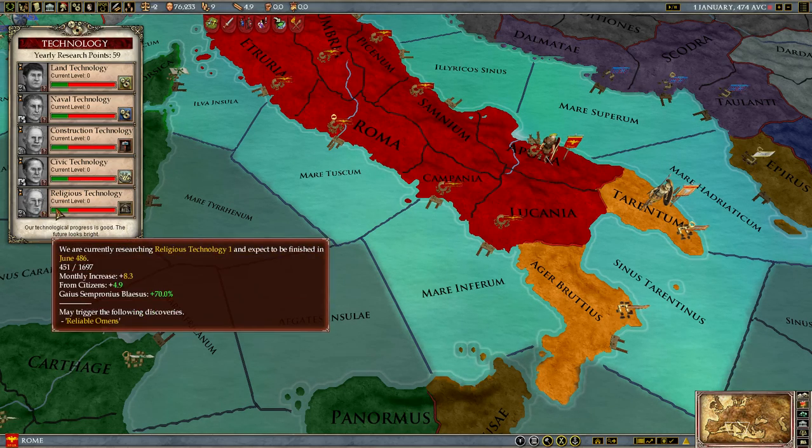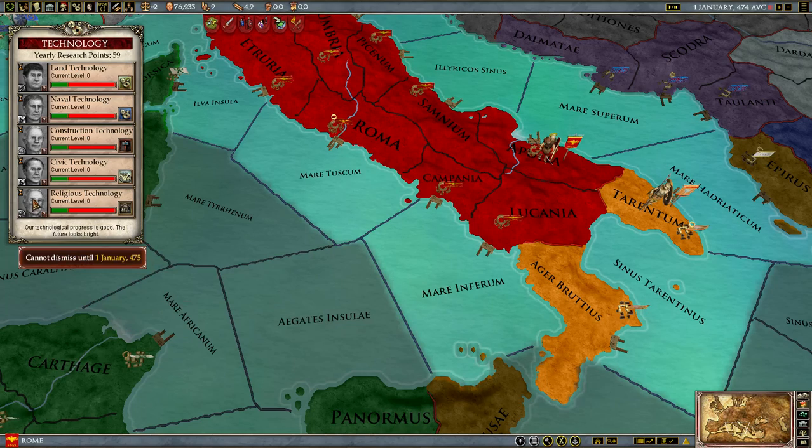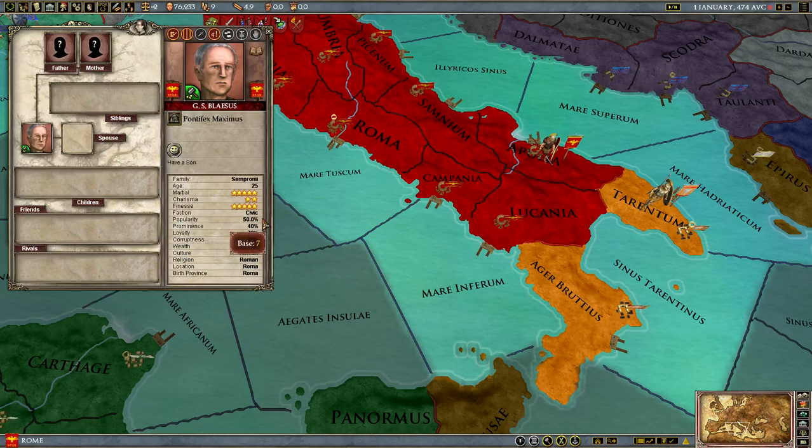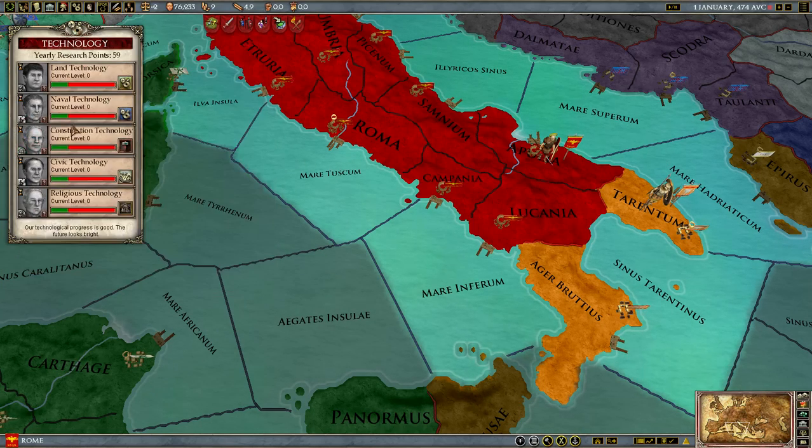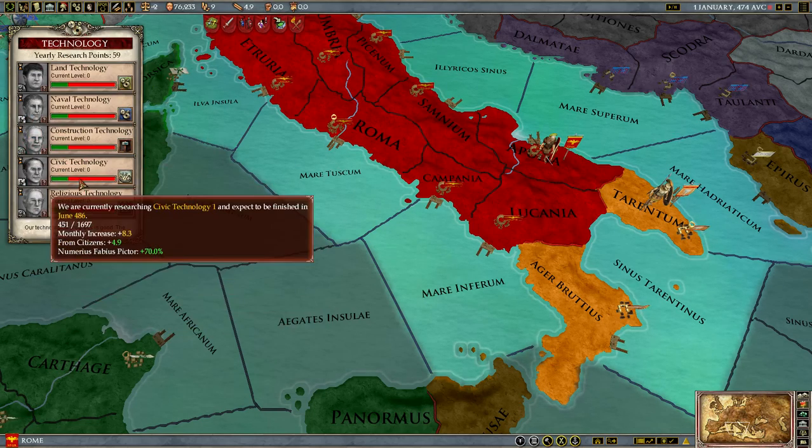Each office here affects religious technology. Each point of finesse, as you can see down there, improves the gain from the number of citizens by 70%. That means that this guy here, if I could, thank you, he has 7, I believe. 7 finesse, yes. He has 7 finesse, and thus grants 70% to the gain.